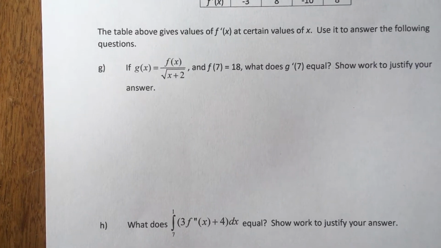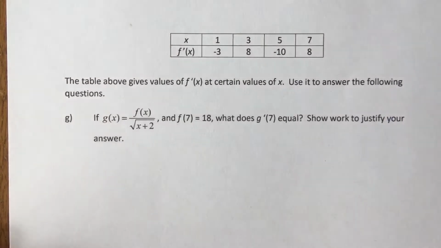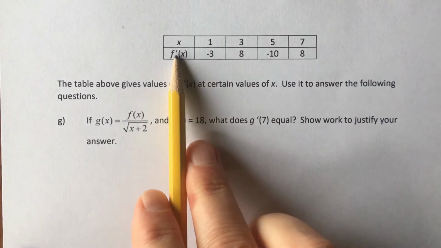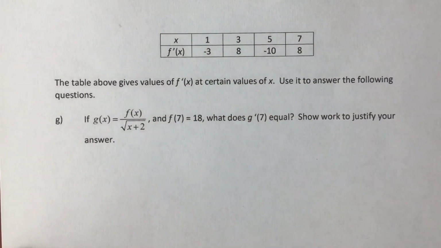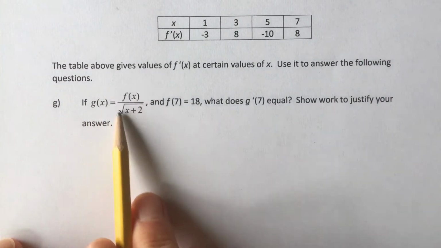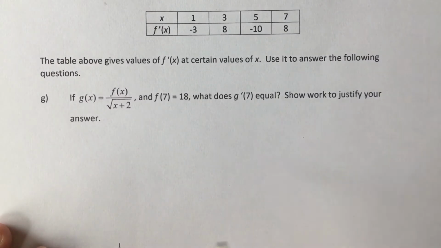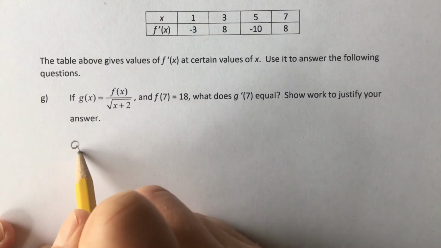All right, this is the second part now, and we're talking about the same function, but now they've given us some values of the derivative at some of those places that we had the points of inflection before. It says if g of x is equal to this, here we have a quotient rule, and f of 7 is 18, what is g prime of 7?